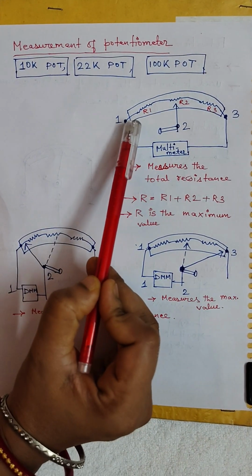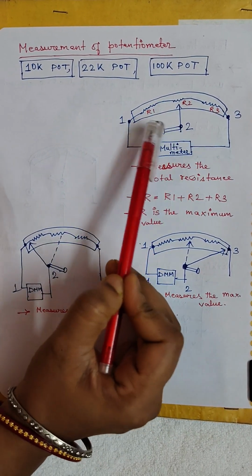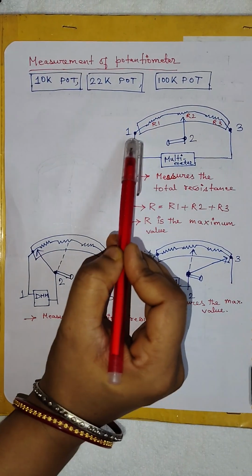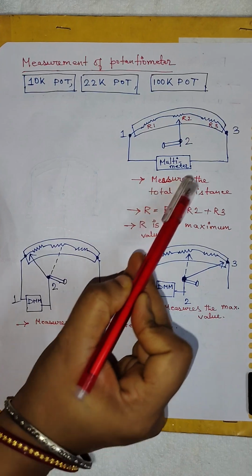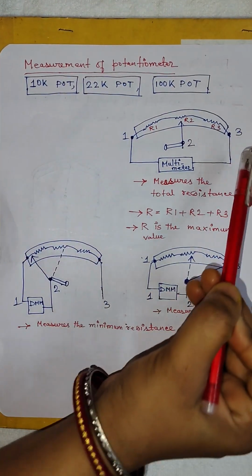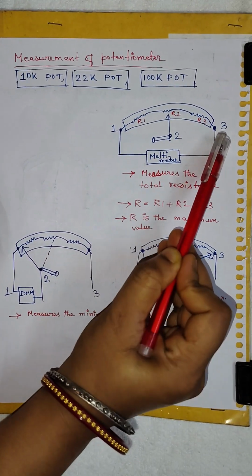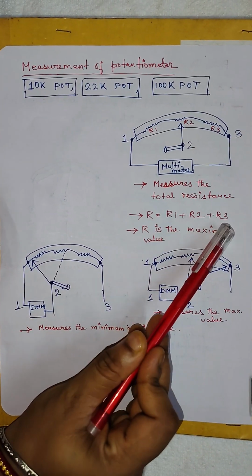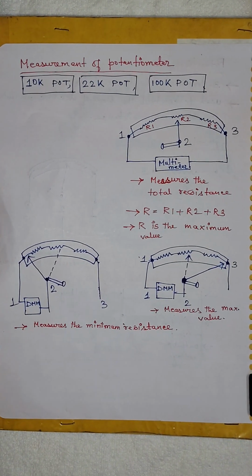Now let's consider this is a circular potentiometer. The total length of the potentiometer is divided into resistances R1, R2 and R3. Now if you place your multimeter between these two fixed terminals, that is terminal 1 and terminal 3, the multimeter will measure the total resistance of this pot always. Why? Because terminal 1 and terminal 3, these two fixed terminals are connected at the ends of the potentiometer. So total resistance R equals R1 plus R2 plus R3, and R is the maximum resistance value or the total resistance of the potentiometer.